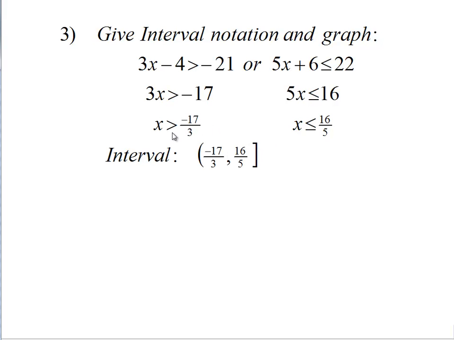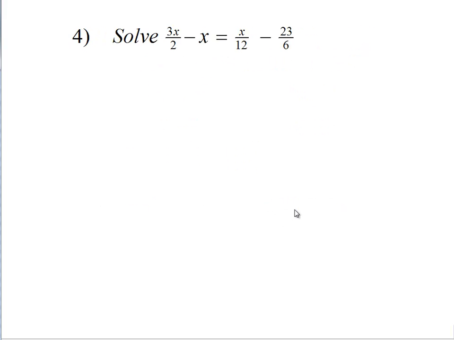So the interval is a parentheses because there's no equal sign, the smallest one. Then the bigger one, and it gets a bracket because of the equal sign. Now if I'm going to graph that, I just take this same thing and put it on a graph. 17 over 3 is negative. Gets the parentheses. I keep going until I get to the 16 over 5, which gets a bracket.